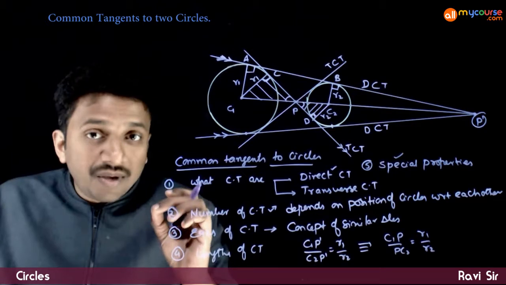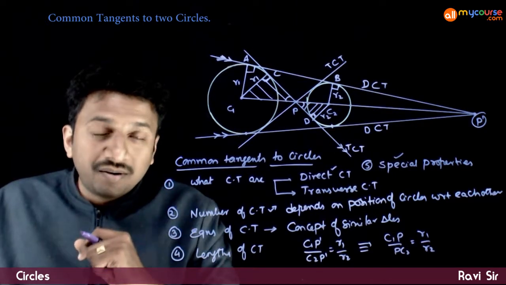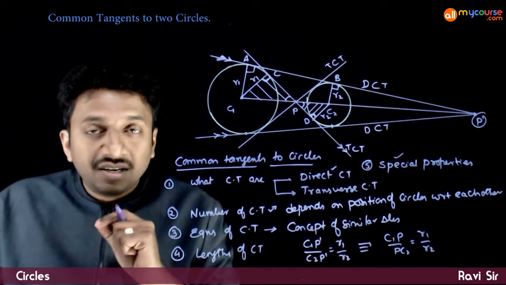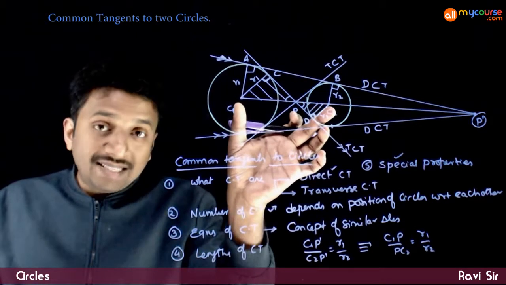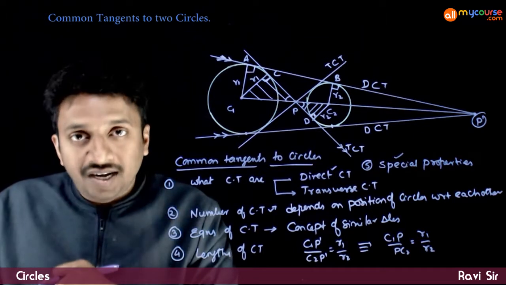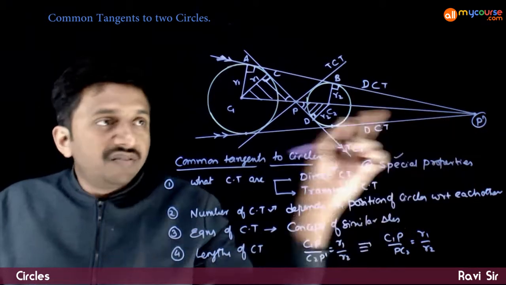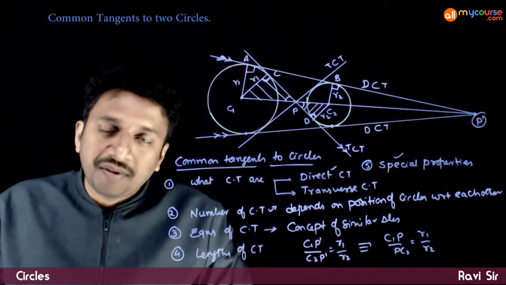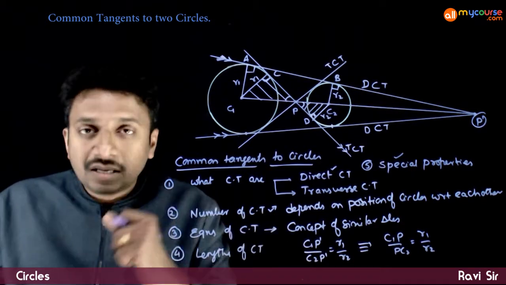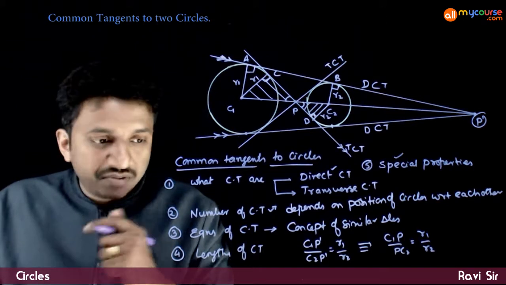This is a very important property which you need to remember. The points of intersection of tangents divide the line segment joining the centers in the ratio of the radii, one external division, the other internal division. Using this concept, we'll try to find the equations of common tangents.